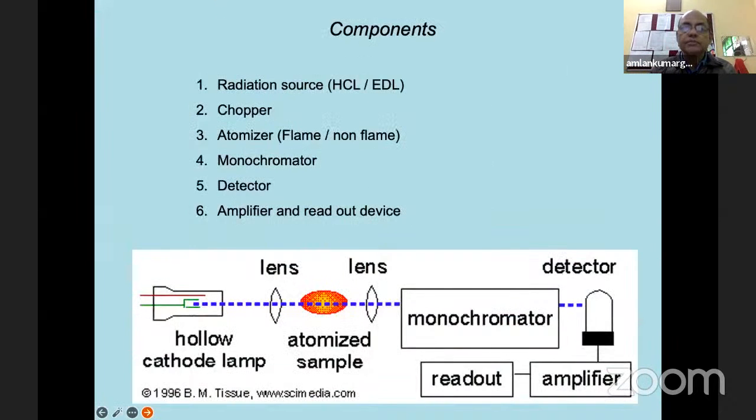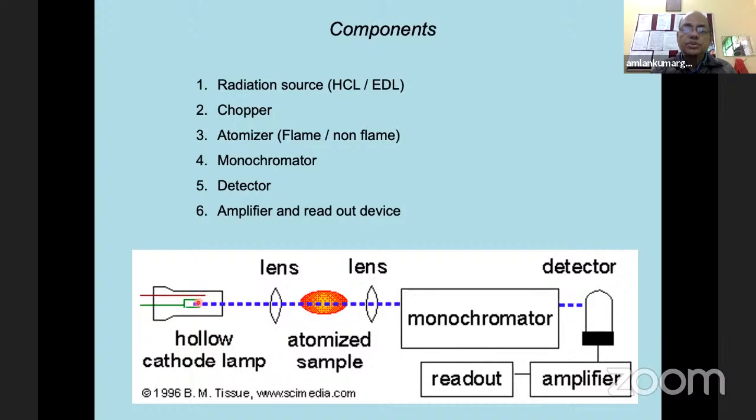Same slide. Now these are the components. From here to here, everything is the same. From here to here, everything is the same. The only difference is that the light that we put in is from a different source, and we call it the hollow cathode lamp.